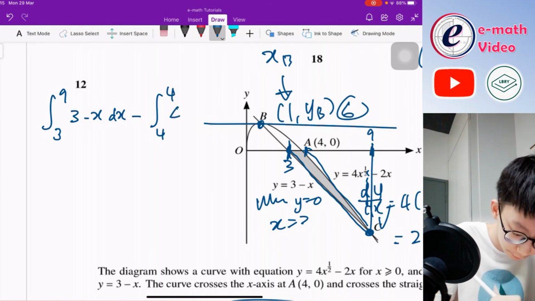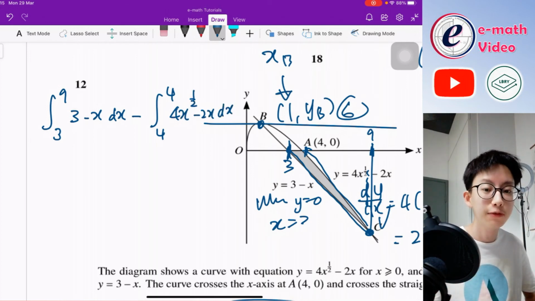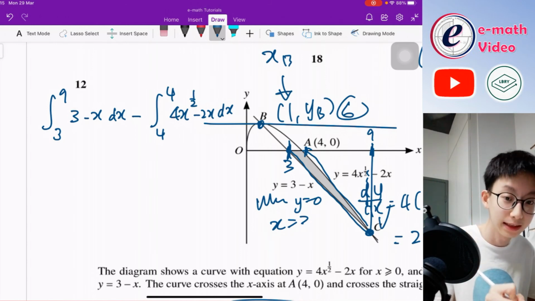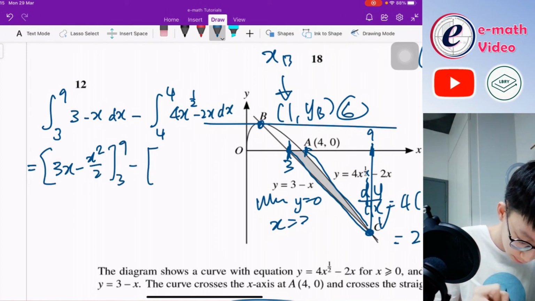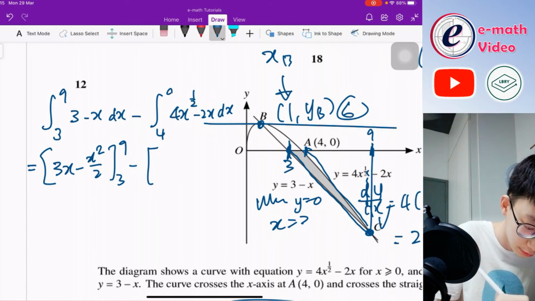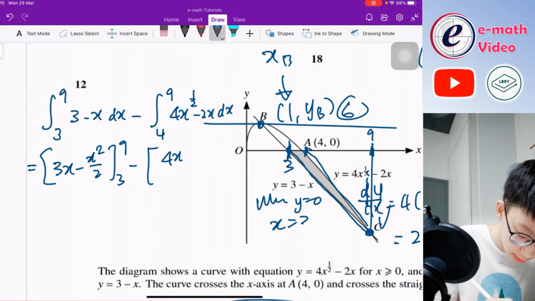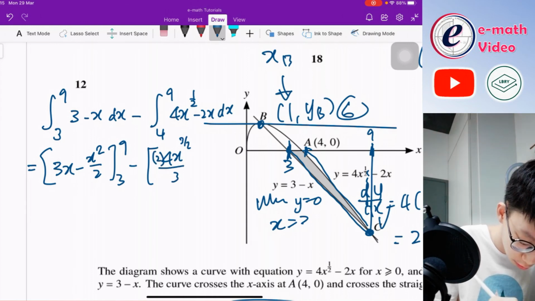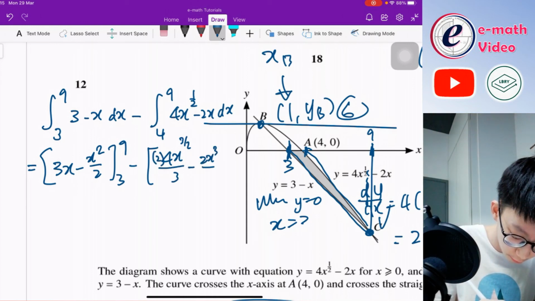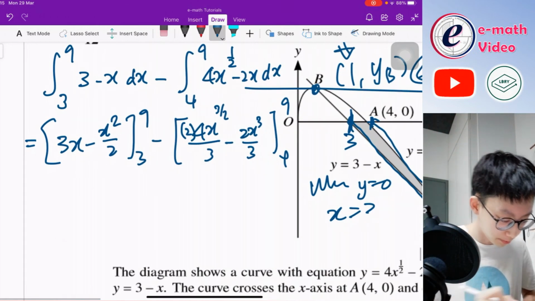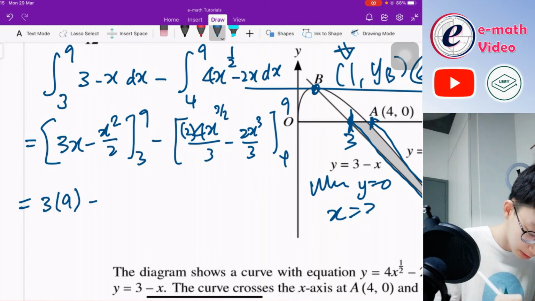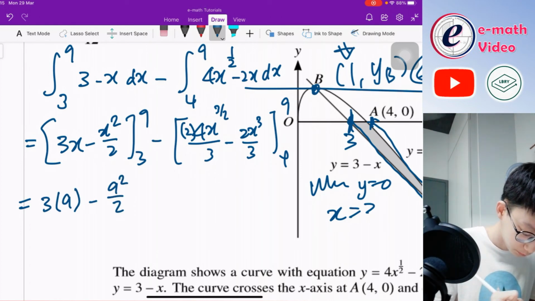of the curve, minus 2x dx. Okay, so be very careful with the sign method. Okay, 3x minus x squared over 2, from 3 to 9, minus, why do I keep writing wrong numbers? 4x to the 3 over 2, over 3 over 2, minus 2x cubed over 3 from 4 to 9. Okay, then just go ahead and press calculator. 3 times 9 minus 9 squared over 2. I'm running out of space now.